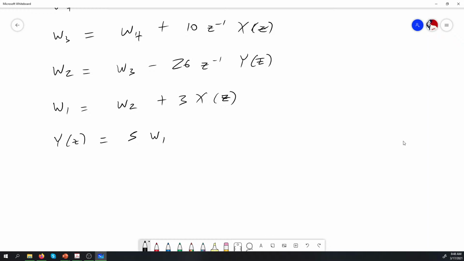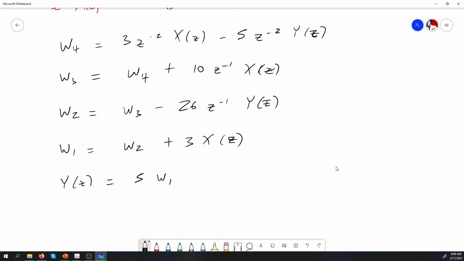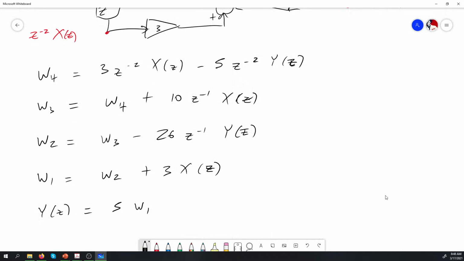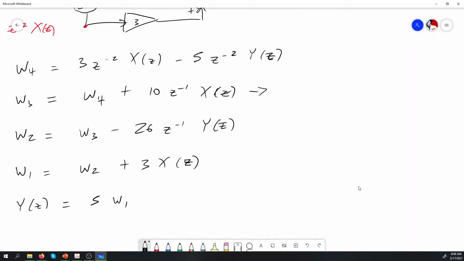So if we do all our substitutions here as required, we can get y of z here. Actually, let me do these substitutions. Alright, so we have a W3 equation here. So this here will transfer to 3z to the -2 x of z minus 5z to the -2 y of z plus 10 z to the -1 x.